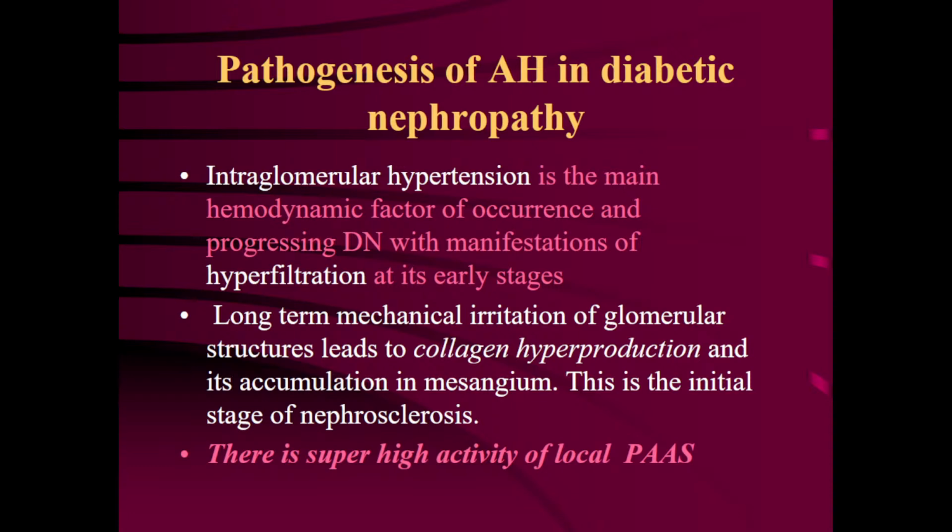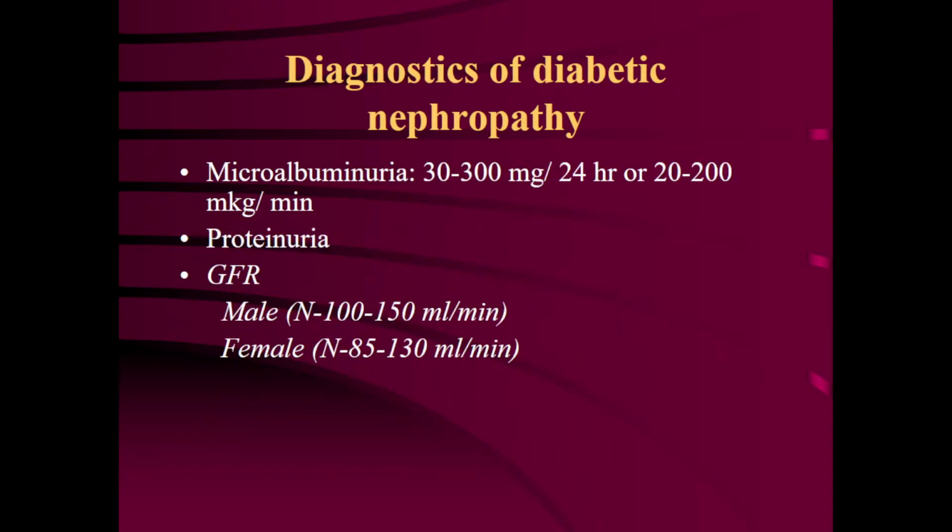And there is a super high activity of the local renin angiotensin aldosterone system, not P but renin angiotensin aldosterone system. You should know that there is the systemic renin angiotensin aldosterone system, and there is also the local RAAS. They're different, and diagnostics of diabetic nephropathy is very clear.